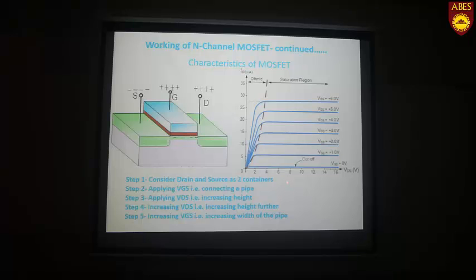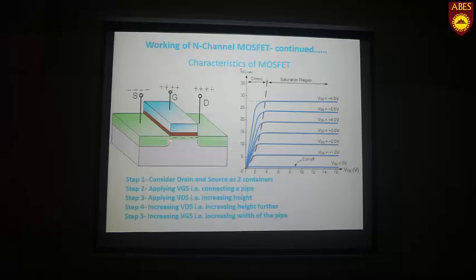Now, just summarizing all the steps: we considered drain and source as two containers, then we applied VGS, that is, we connected a pipe, which means we created a channel between the source and drain. Then we applied VDS, that is, increasing the height similar to the containers, so applying VDS will start the flow of current from drain to source, or the flow of electrons from source to drain.